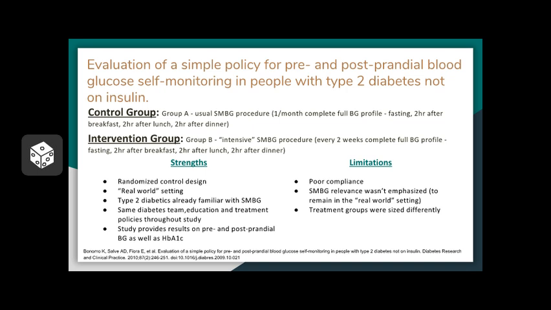The limitations for the study are that it had poor compliance. The SMBG relevance wasn't emphasized to the participants in this study, so that it would remain more in a real world type setting as opposed to a controlled trial type setting. And then the treatment groups were sized differently. I feel like this was a little bit of a limitation, but I don't know. The study seems to think that there was a little bit of an advantage for some reason.